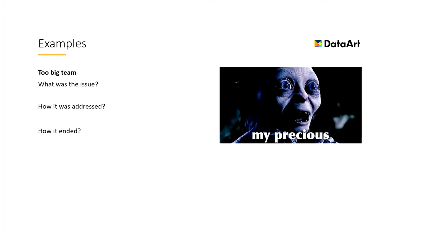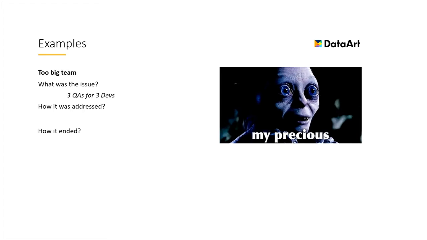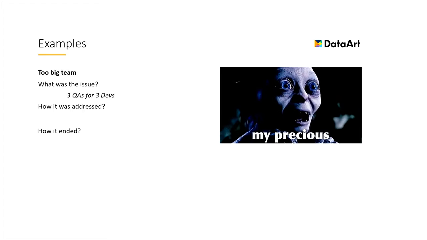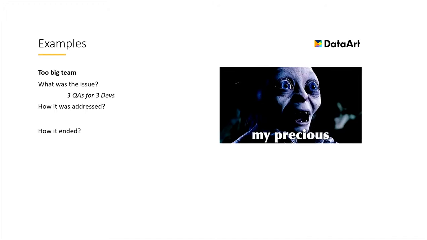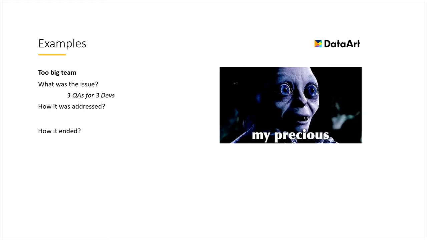We were fighting over the tasks. So what was the issue? The issue was that we had three QA engineers and three developers. This worked in the other parts of the structure in the whole company, but here on the front end, unfortunately, this did not pay off.